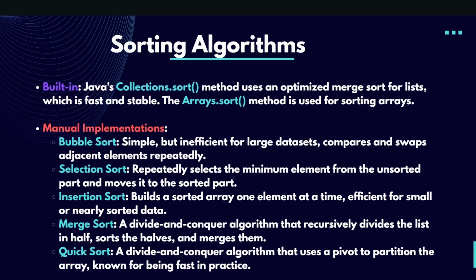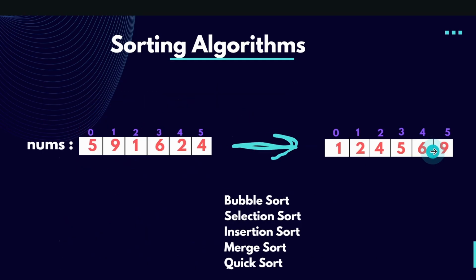Now we will understand what is meant by sorting. In sorting we have many algorithms: bubble, selection, insertion, merge, quick. We will see them one by one. In-built methods also exist, but let's not touch those, and let's start with the bubble sort method.